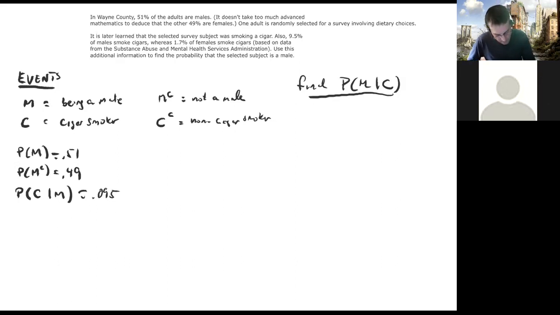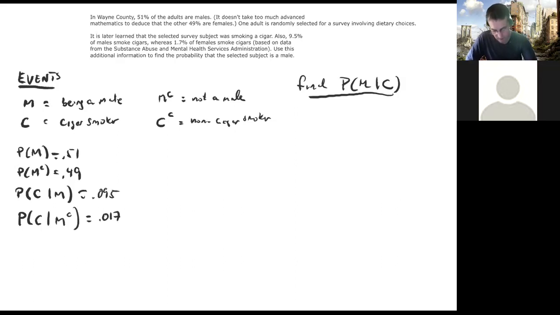Okay, there's another thing we should probably figure out, which is the probability of a female being a cigar smoker, given a female. Well, that's given to us also. It's 1.7%, so that's 0.017.